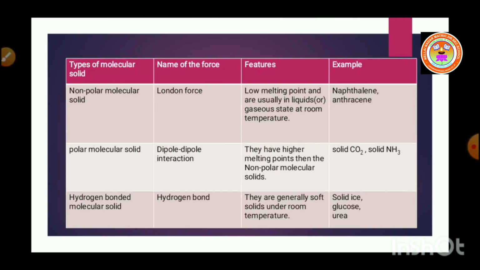The last one is hydrogen bonded molecular solids. What is the force here? That is hydrogen bond. Okay, what are the features here? They are generally soft solids at room temperature. Okay, what are the examples here? One is solid ice, another one is glucose, and the last one is urea. Yes.